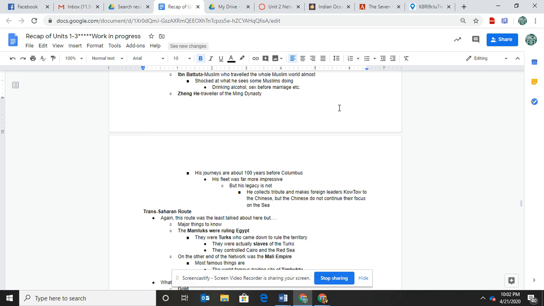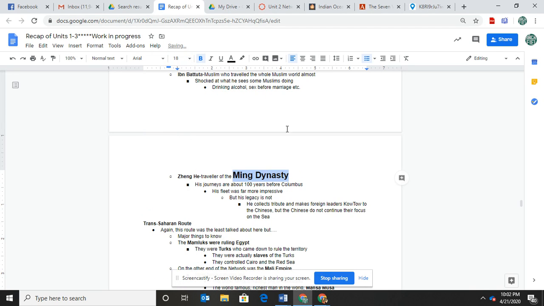And Zhang He was an explorer. He was from the Ming Dynasty. So I remember Zhang He, Ming Dynasty, because mariners, the Ming Dynasty, the mariners. Okay, so his journeys are about 100 years before Columbus. His fleet was far more impressive, but his legacy is not. He collects tribute and makes foreign leaders kowtow to the Chinese. Again, you see China in the Indian Ocean.